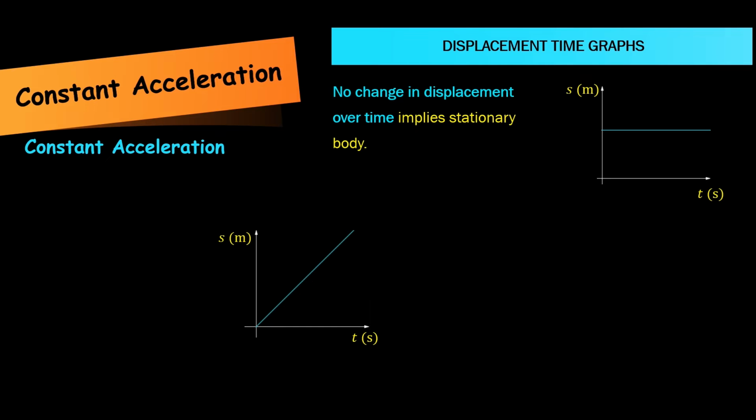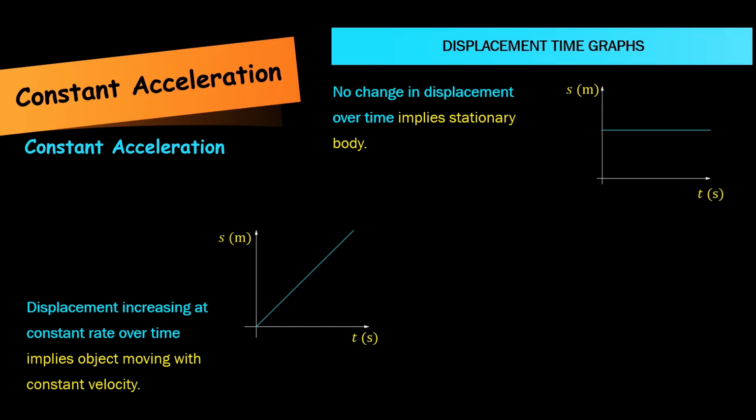The second graph again has time on the x-axis in seconds and displacement in meters from a given point on the y-axis. The displacement is increasing at a constant rate over time. This graph implies that the object is moving with constant velocity.